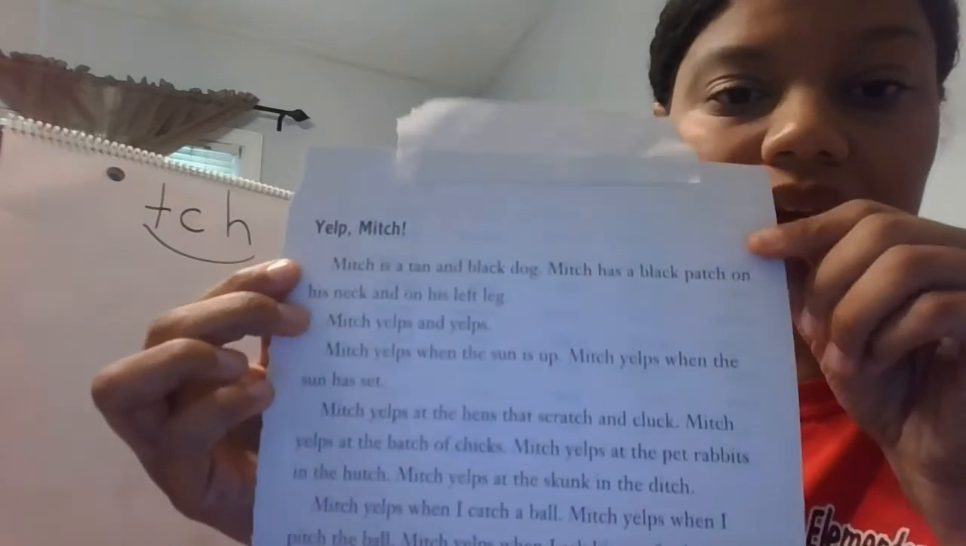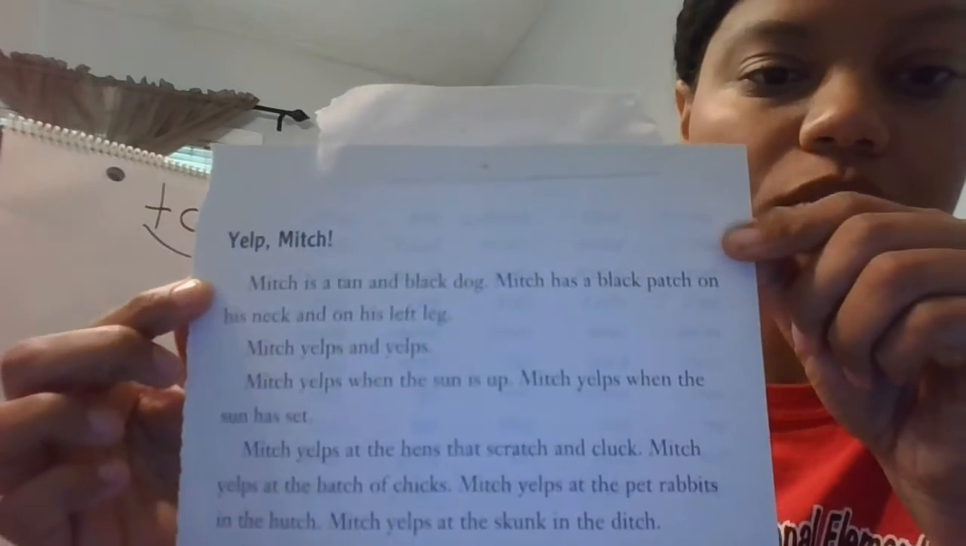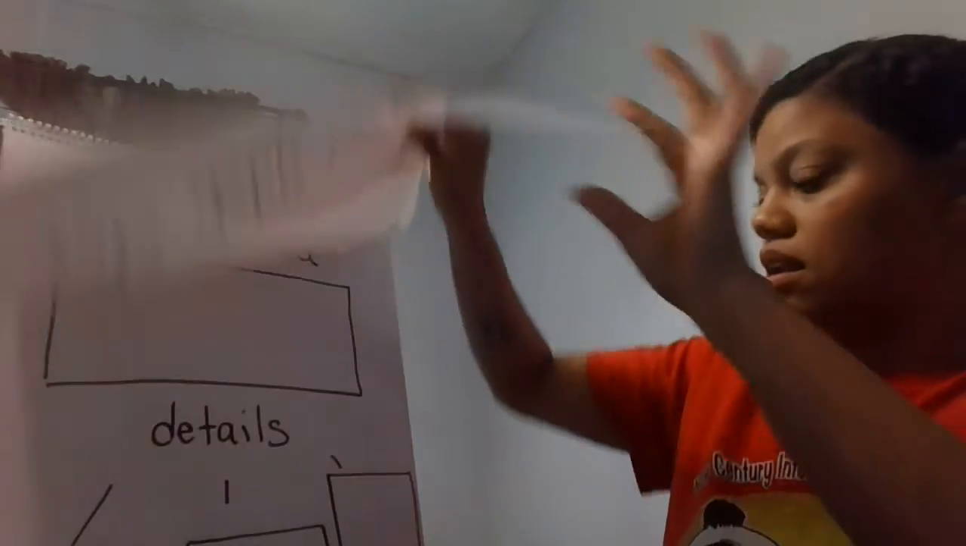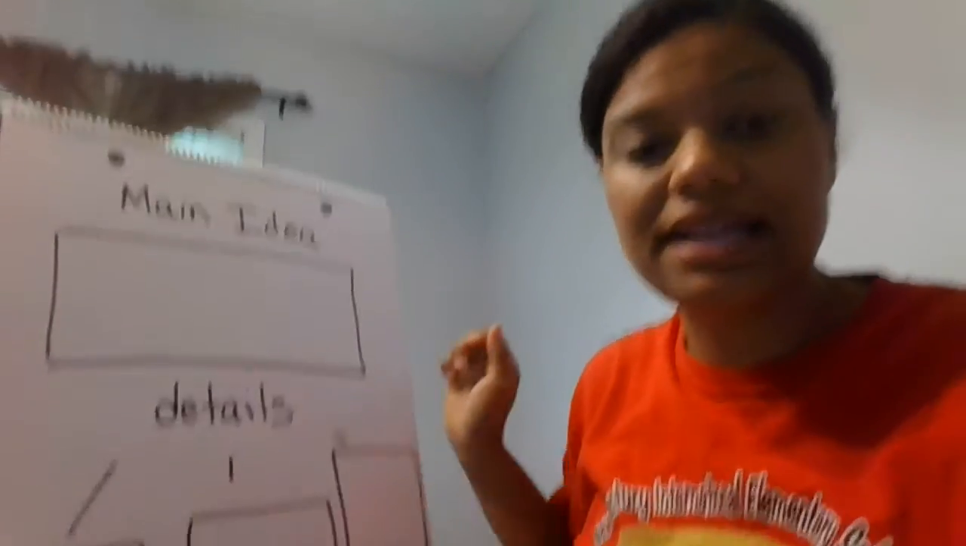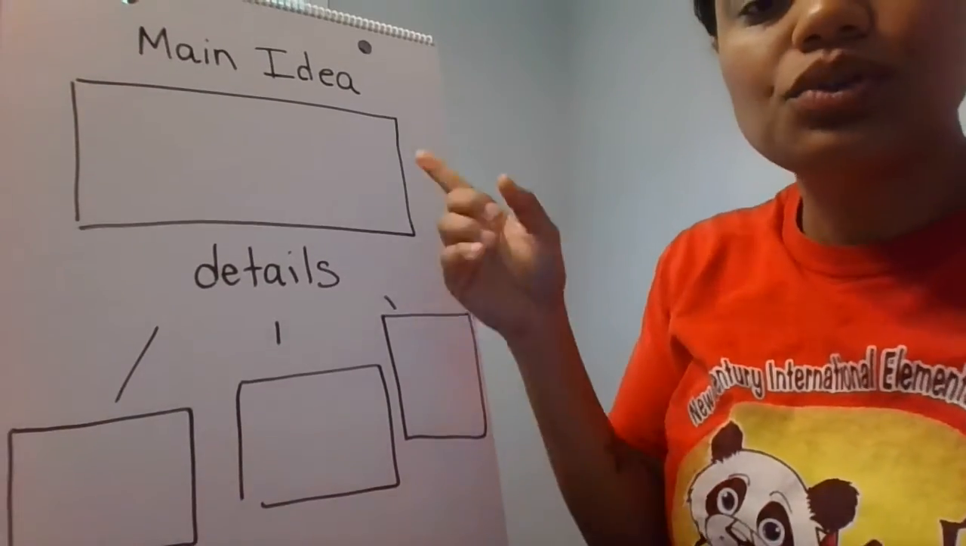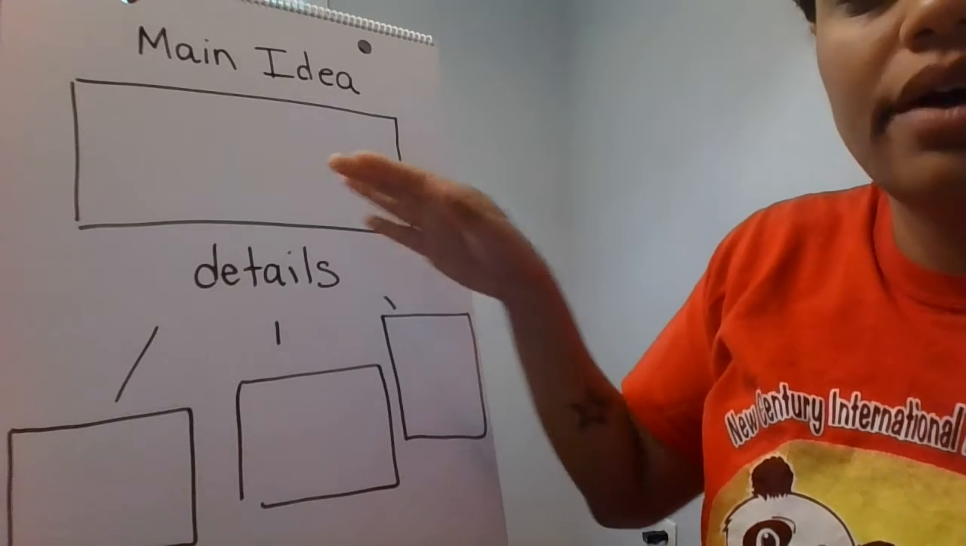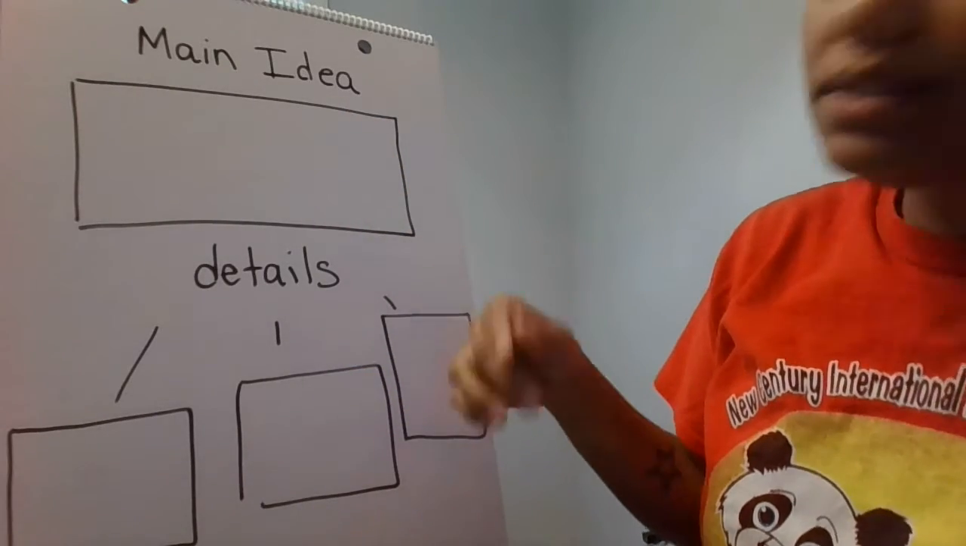We're going to read a story today, and this story is called Yelp Mitch. I'm going to hold it up for you and I'll read it. After we get done reading it, we are going to work on this main idea and details organizer. So this is the part I was talking about. You may want to pause the video and draw these boxes just like we would in class.